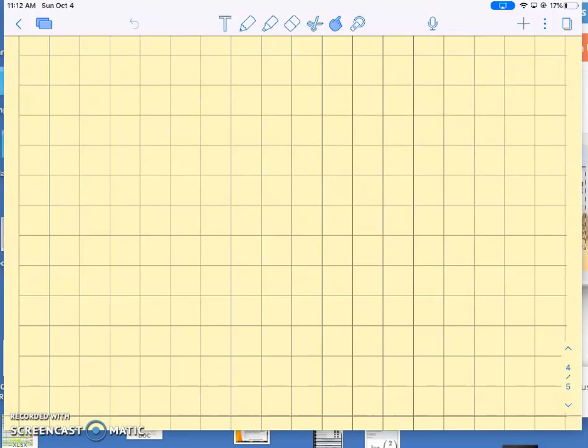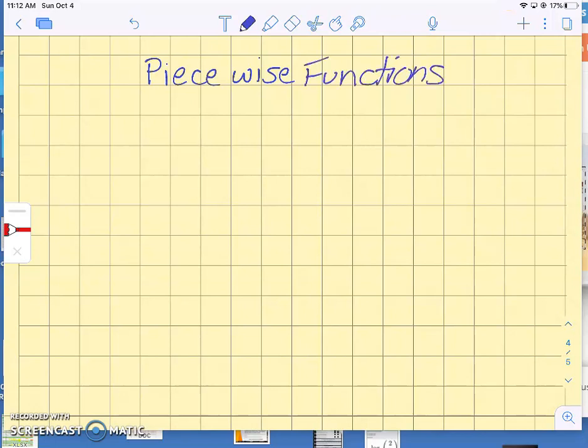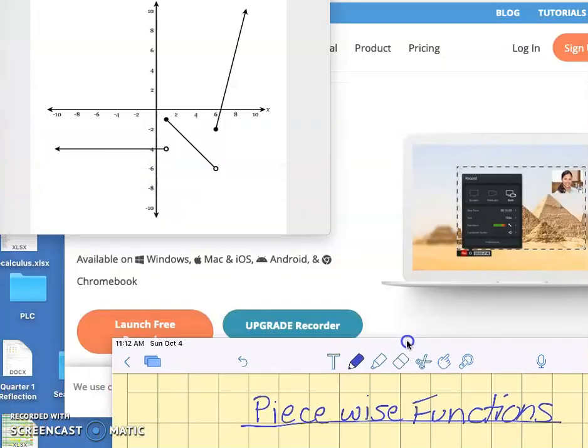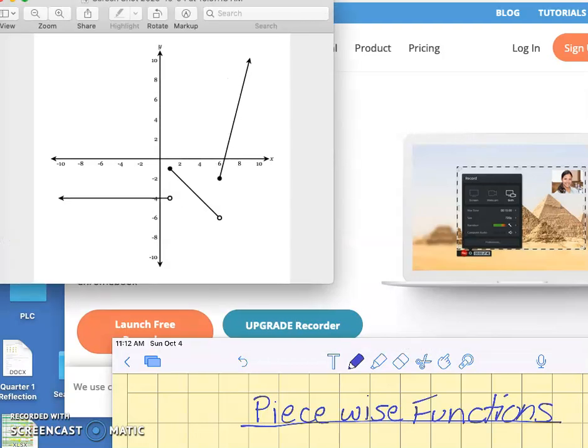Hello, today we're going to start looking at what are called piecewise functions. And just like its name, piecewise functions are composed of different pieces. So for example, I'm going to bring up a graph here. And let's see, hopefully you guys can see it. So here's one.